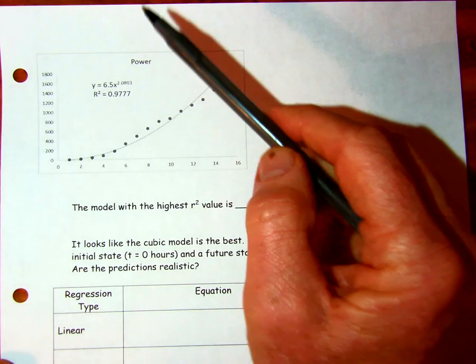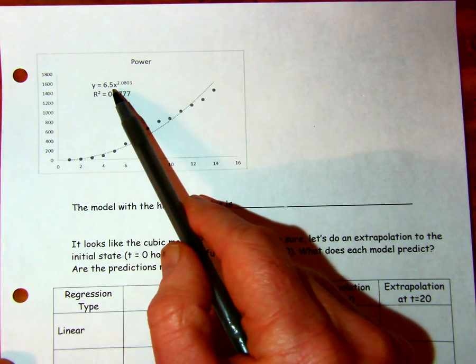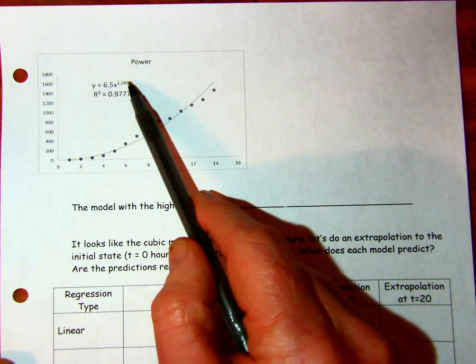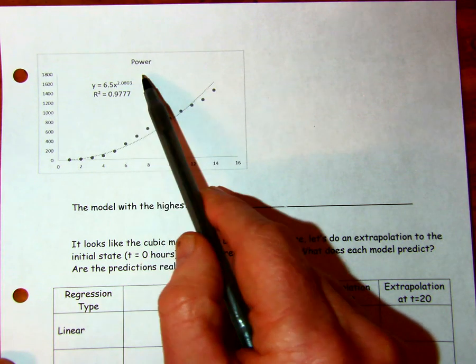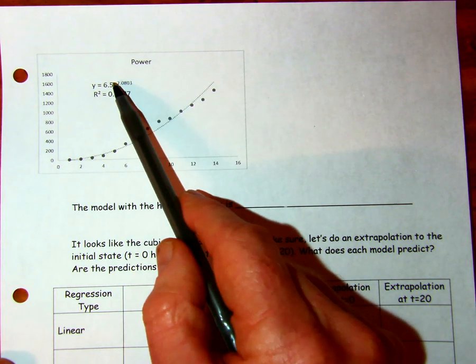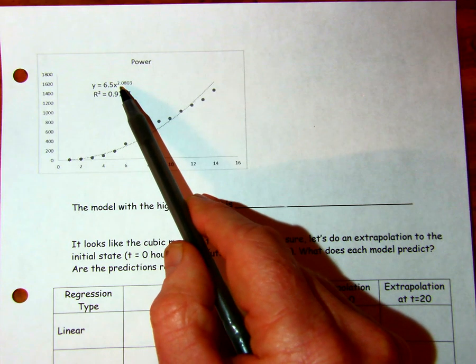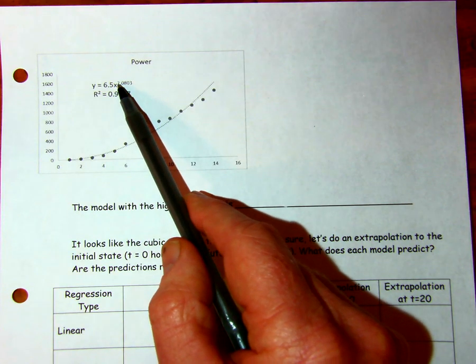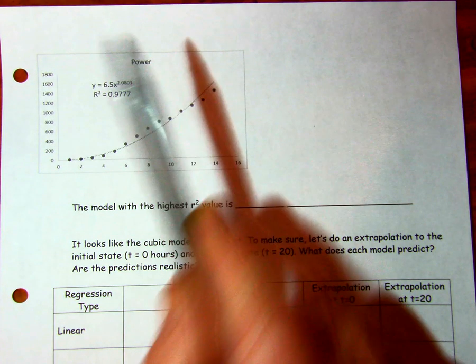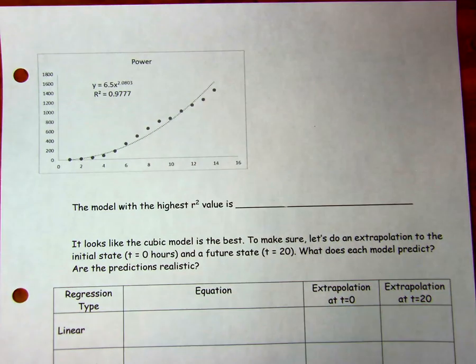Power. What is a power function? A power is x to an exponent. The variable isn't the exponent, but the exponent could be just a number. So this is not quite quadratic. Quadratic would be exactly 2, but this is 2.08. So this is considered a power function.